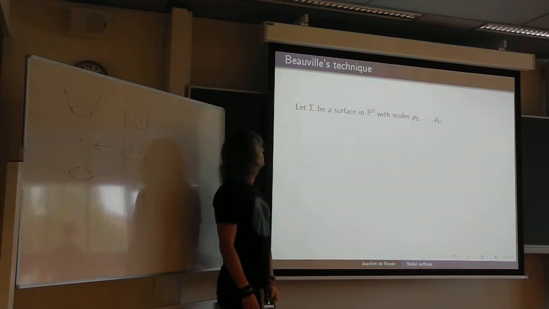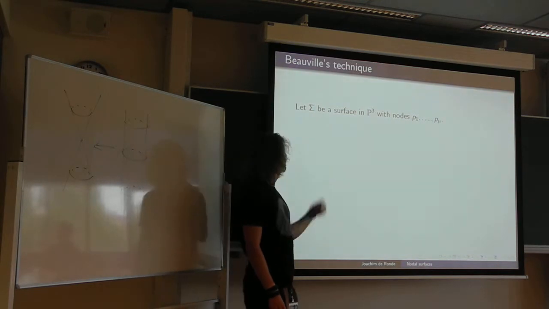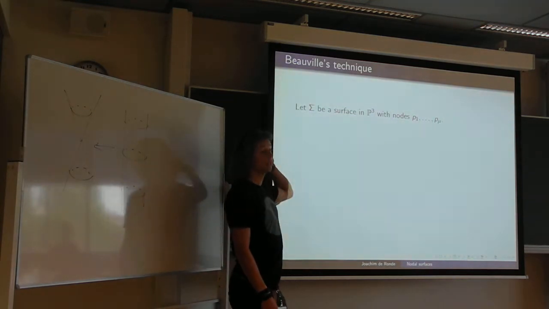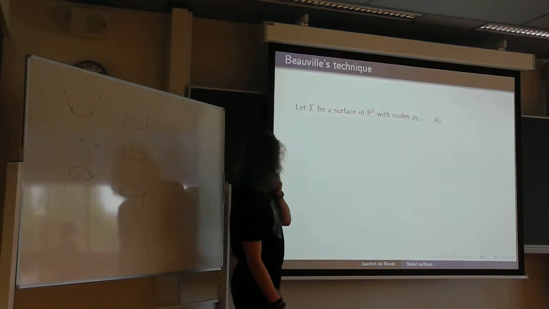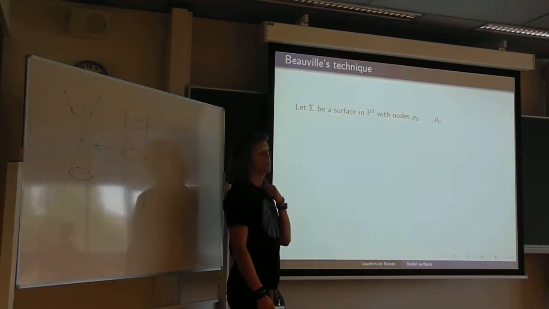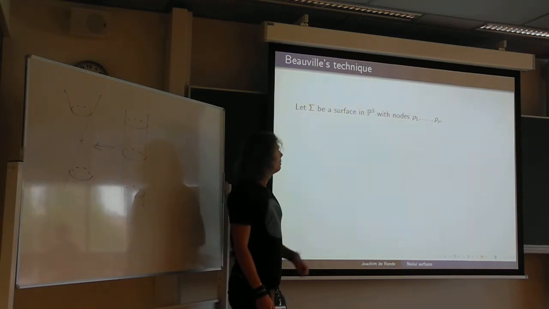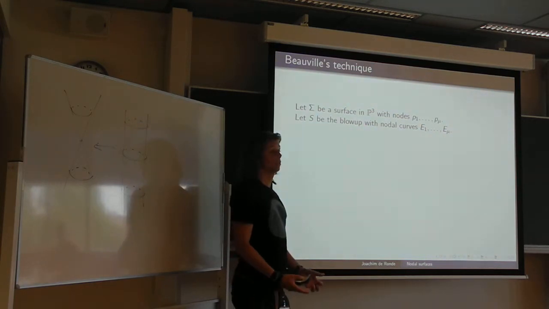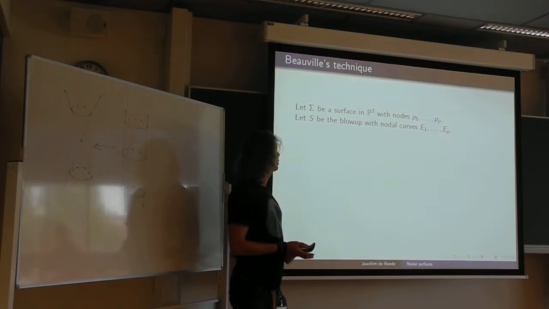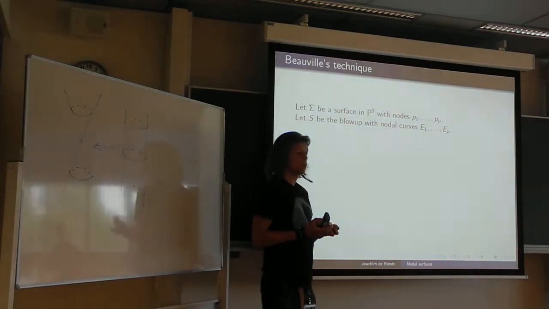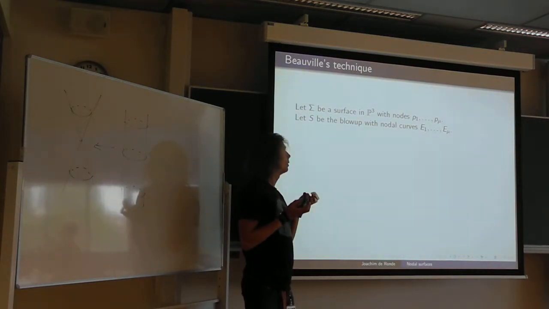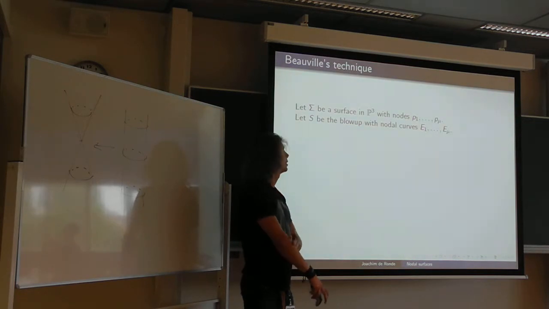So, what did Beauville do? First, let us fix our notation. We have a singular surface, sigma, embedded in P3. And we assume it has singularities of only nodes. That is, it's a nodal surface. One shows really easily that the number of nodes must be finite. So we can number them, P1 up to P mu. As I told you, we can resolve the singularities, that is, blow them up to a smooth surface S. We lose the embedding in P3, but that's not a problem. And each node corresponds to a single exceptional curve, a nodal curve. So we can number them E1 up to E mu in a natural way.